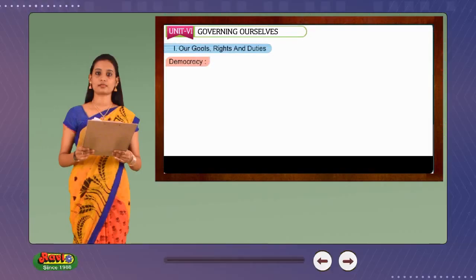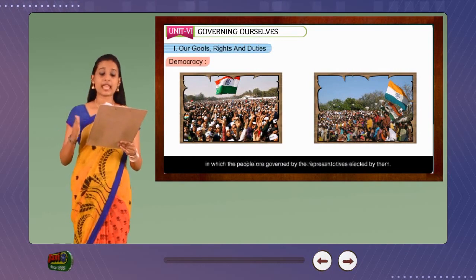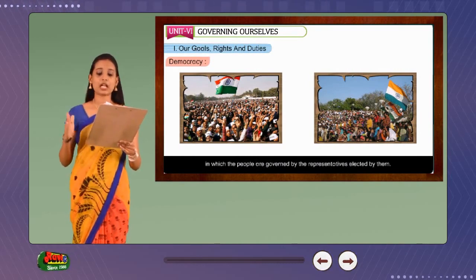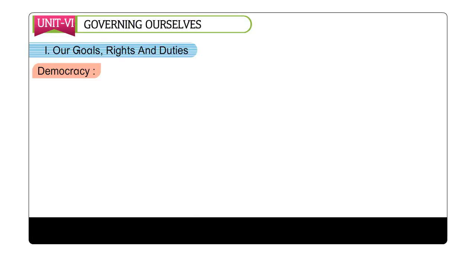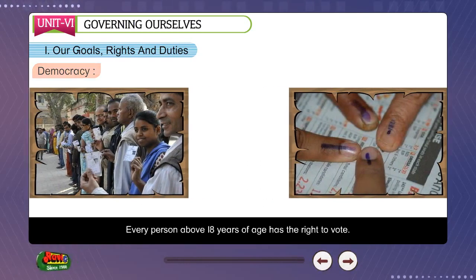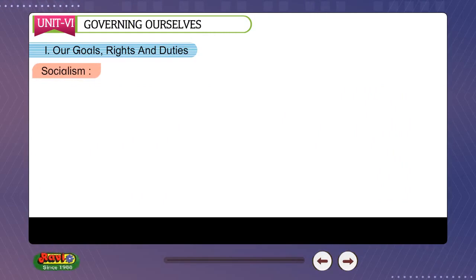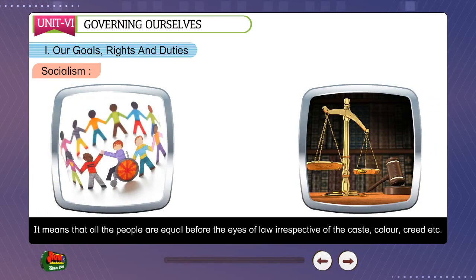Our goals. Democracy: India follows the democratic form of government in which the people are governed by the representatives elected by them. Every person above 18 years of age has the right to vote. Socialism. It means that all the people are equal before the eyes of law, irrespective of the caste, color, creed, etc.